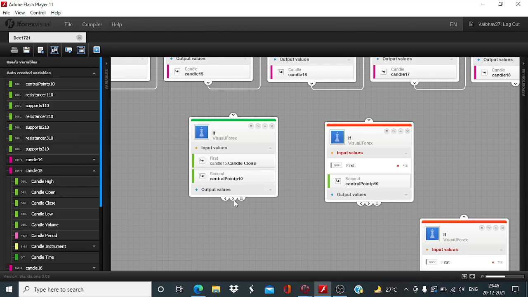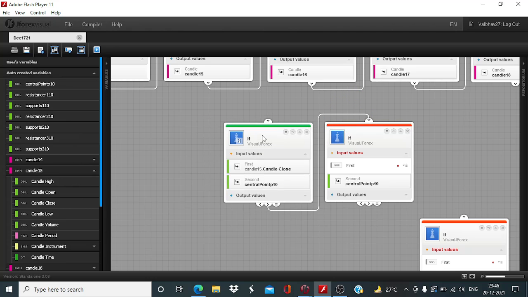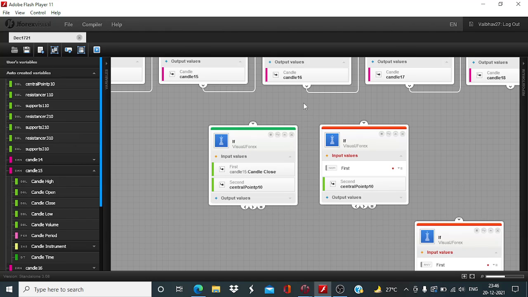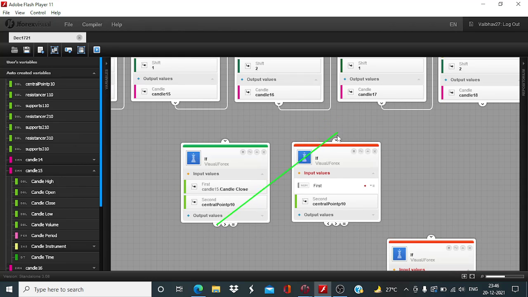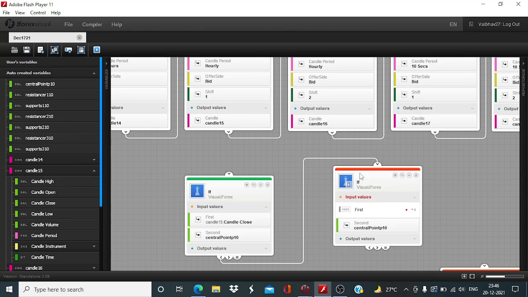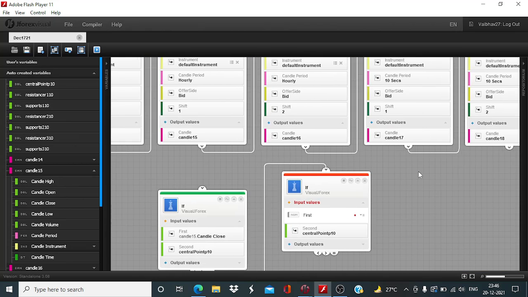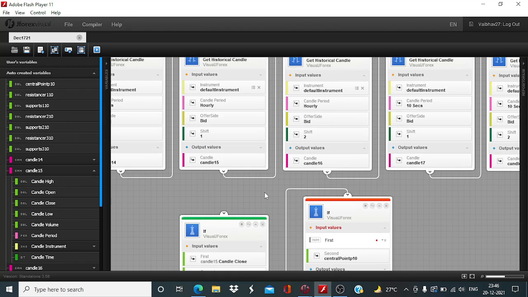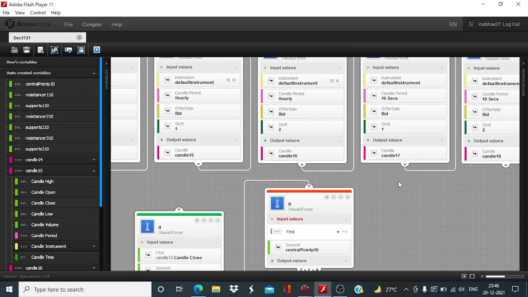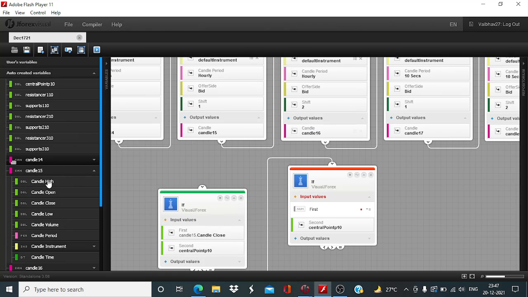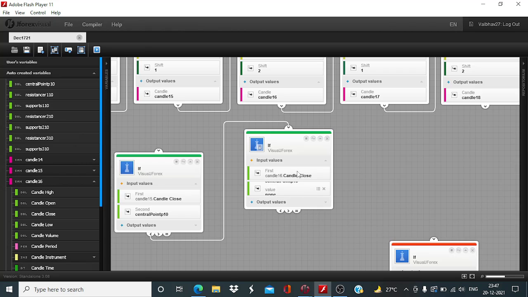First input greater than second input. Oh, sorry. Here, actually, we need it to have closed lower, not higher. We will need candle 16 candle close to be higher compared to the central point P. So candle 15 candle close needs to be less. First input less than second input. And after that, we come to the central point P10. And in this case, we will need the candle 16 candle close to be greater than the central point P10.